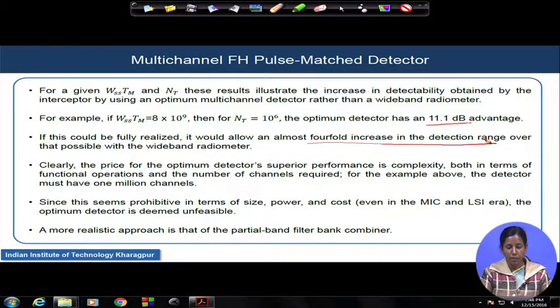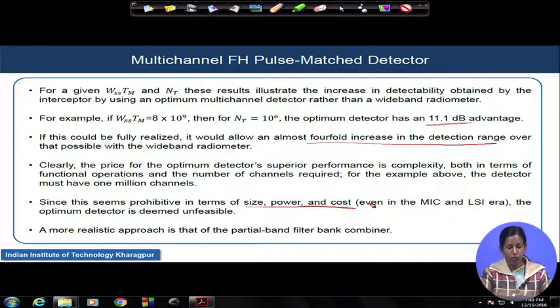Why have we said if it is fully realized? Because it depends on the number of hops. Please remember, when the number of hops is 10 to the power 6, you need 10 to the power 6 different channels. Inside each and every channel, there is a channel based detection process going on. So you can imagine the hardware complexity involved in this multi-channel frequency hopped pulse matched detector, and hence in terms of size, power and cost, this optimum detector is deemed unfeasible in practice.